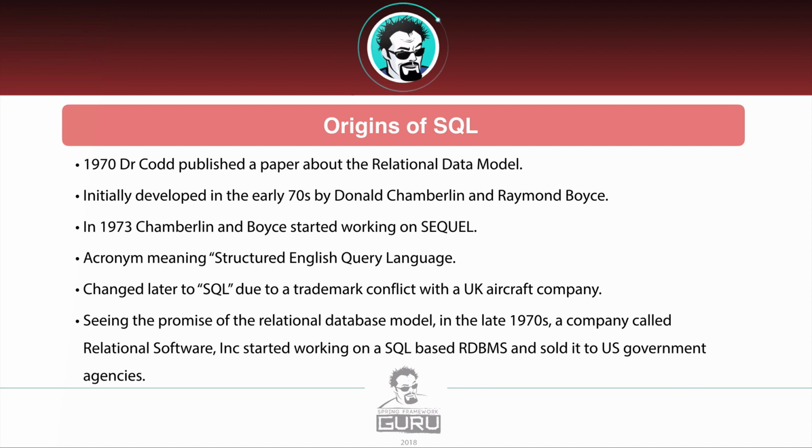Now, I previously mentioned in 1970, Dr. Codd published a paper about the relational data model. Now, it may have ended there, but Donald Chamberlain and Raymond Boyce started working on SQL, an early version of it, in the early 70s. In 1973, Chamberlain and Boyce started working on what they called SEQUEL, and at this time it was an acronym meaning Structured English Query Language. Now they had to change it to SQL due to a trademark conflict with a UK aircraft company.